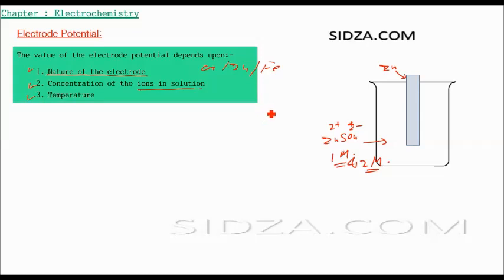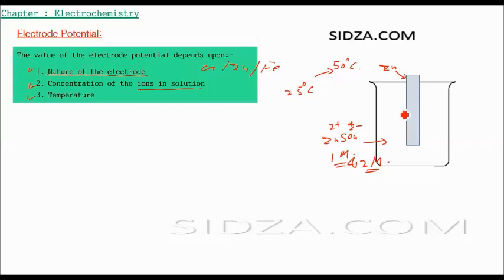By changing the temperature for the same solution, suppose a zinc rod at 1 molar concentration, its electrode potential at 25 degrees Celsius will be different than at 50 degrees Celsius. If you keep the concentration and the nature of the electrode the same, a zinc rod in 1 molar zinc sulfate solution at 25 and 50 degrees Celsius will have different electrode potentials.